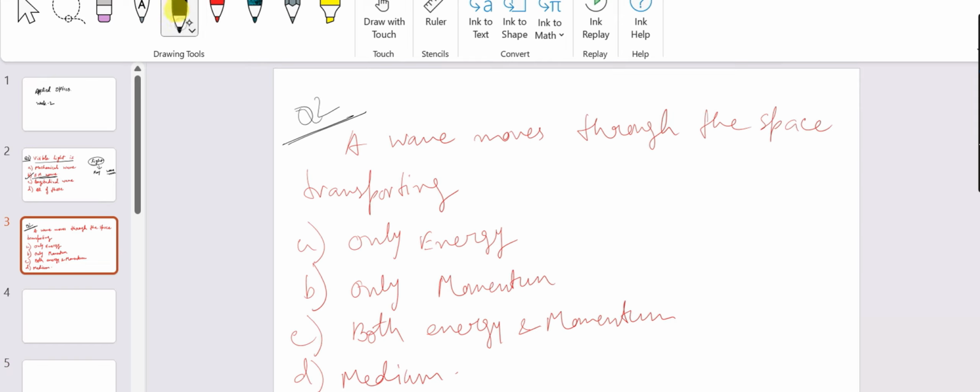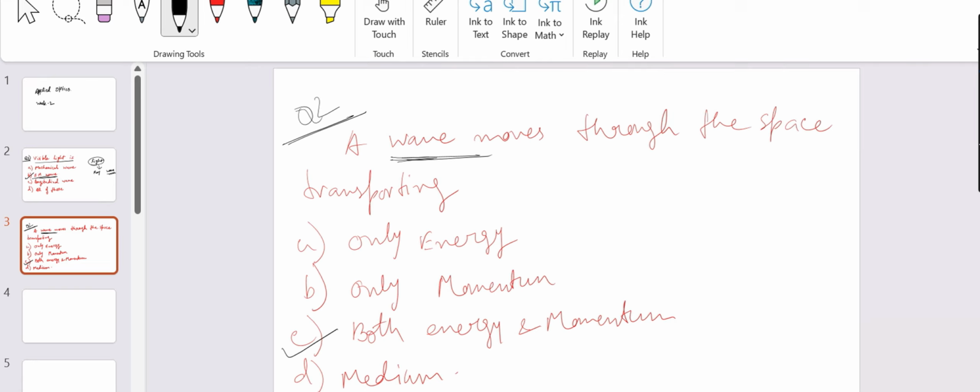So we know that when a wave, especially here we think of an optical wave, which is an electromagnetic wave, moves through the space, it transports both energy and momentum. So basically option C is the answer.